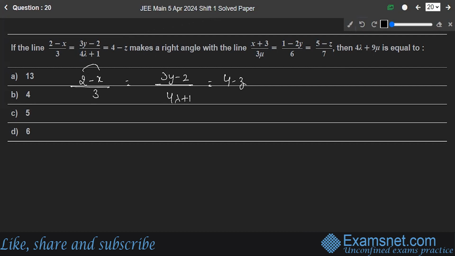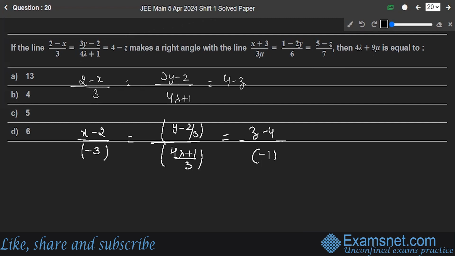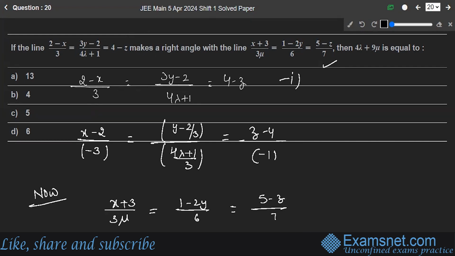Let's take the x on the positive coefficient. This will be (x minus 2) upon minus 3 is equal to (y minus 2 by 3) divided by 4 plus lambda, that is, (4 lambda plus 1) upon 3. This is equal to (z minus 4) divided by minus 1. Let's say this is your equation 1. And the second one is this. Now, (x plus 3) upon 3 mu, (1 minus 2y) upon 6, (5 minus z) upon 7. This is your second line.